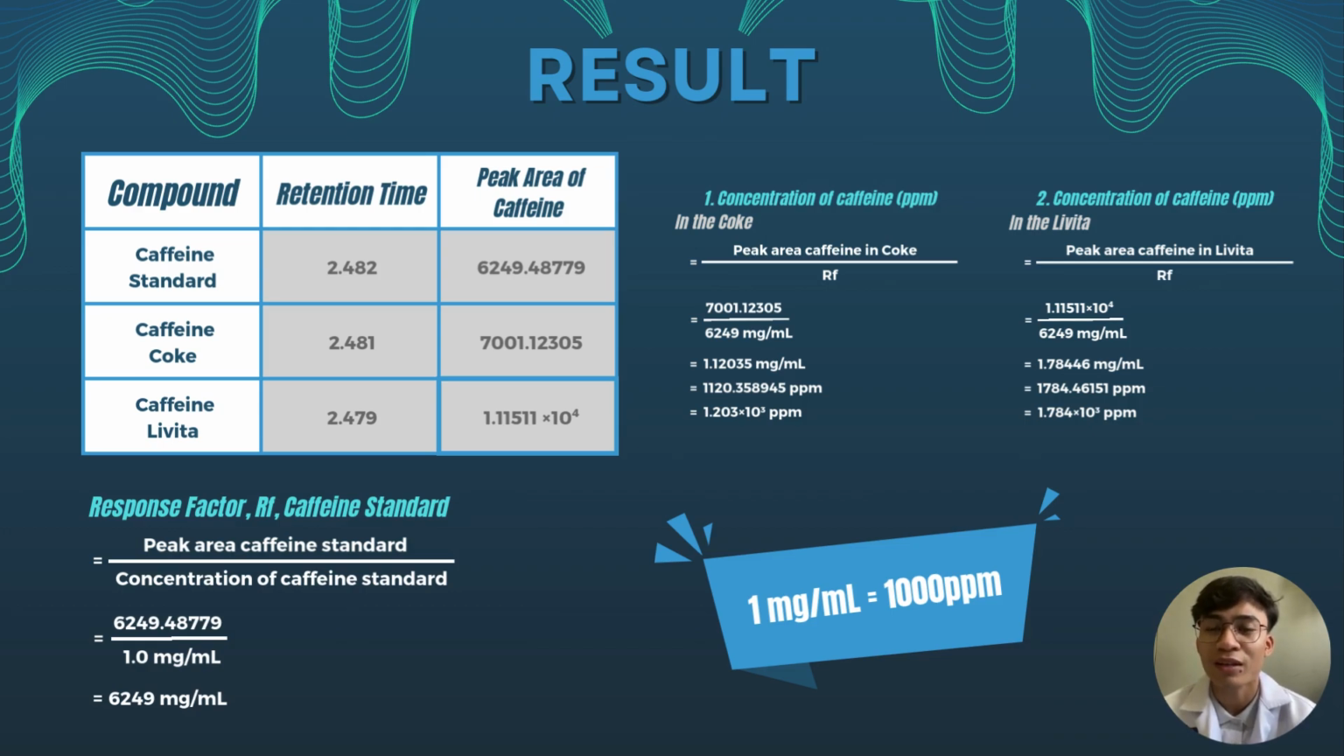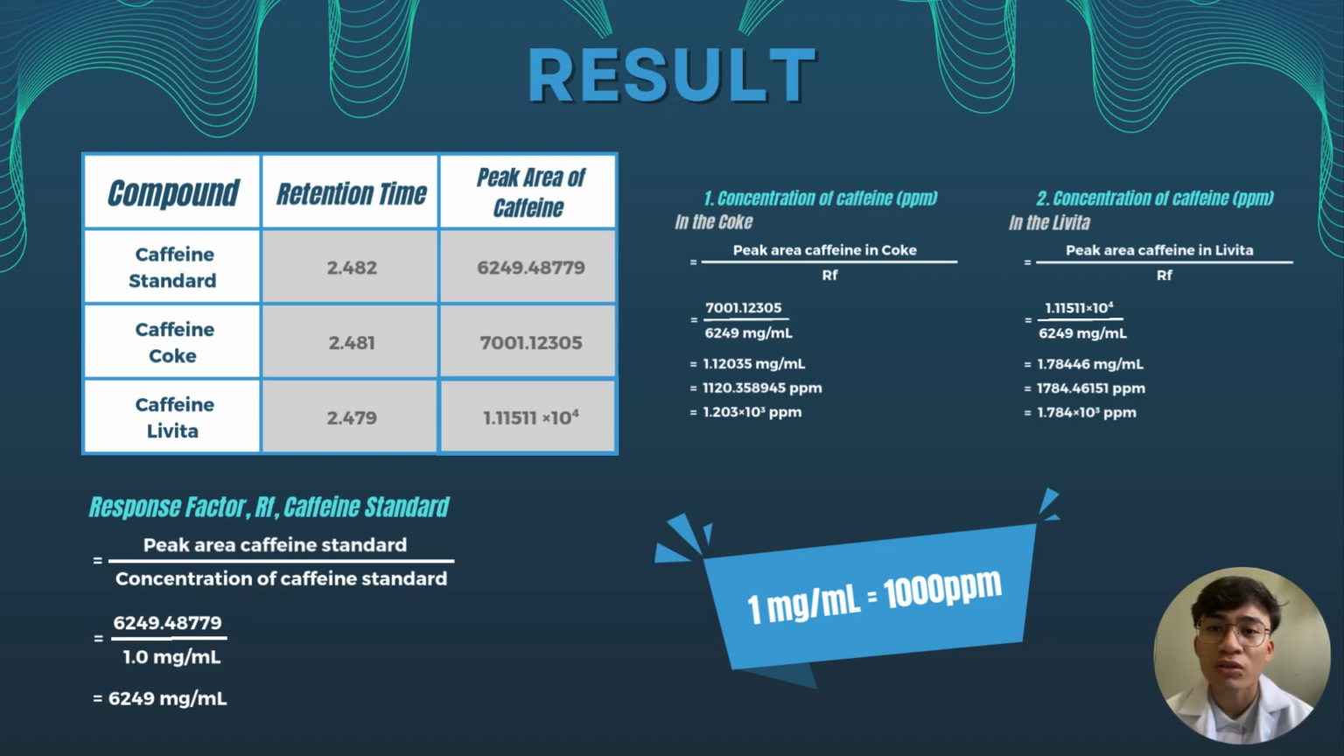To find the response factor, RF, the peak area of the caffeine standard must be divided by the concentration of the caffeine standard, and we will get 6249 per mg per ml. Next, to find the concentration of caffeine in the sample, we use the formula: peak area of caffeine in the sample divided by the RF that we calculated just now. So, for the concentration of caffeine in the Coke, we got 1.12035 mg per ml. But we need to give the answer in ppm, so the answer in mg per ml must be changed into ppm. 1 mg per ml is equal to 1000 ppm.